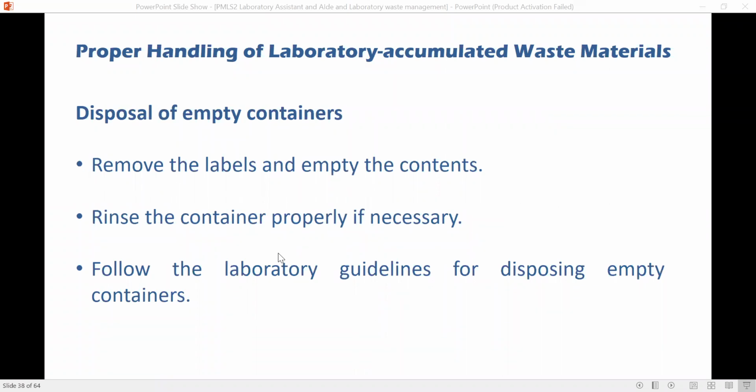Okay. And then disposal of empty containers. May mga containers tayo, wala nang laman. So, remove the labels. Empty the contents. Rinse the container properly if necessary. And then follow the guidelines for disposing empty containers. Kasi may mga empty containers na that will be collected by the supplier kung sino yung nag-supply sa inyo. So sila na yung maglilinis, sila na yung bahala dyan. Okay, so follow the guidelines of your laboratory in disposing the empty containers.